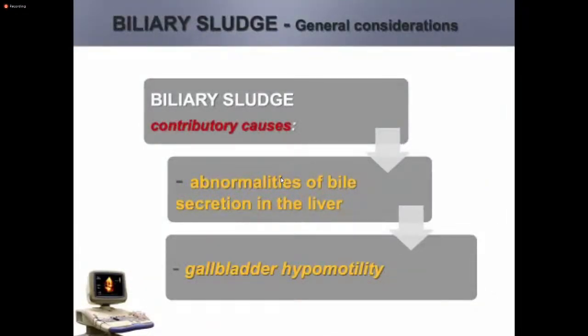Okay, general considerations. It's important to understand the main contributory causes. We can talk here about the development and appearance of the biliary sludge. We can talk about the involvement of different abnormalities of bile secretion in the liver, of course, and in addition to these, it can be combined with or separate from gallbladder hypomotility.